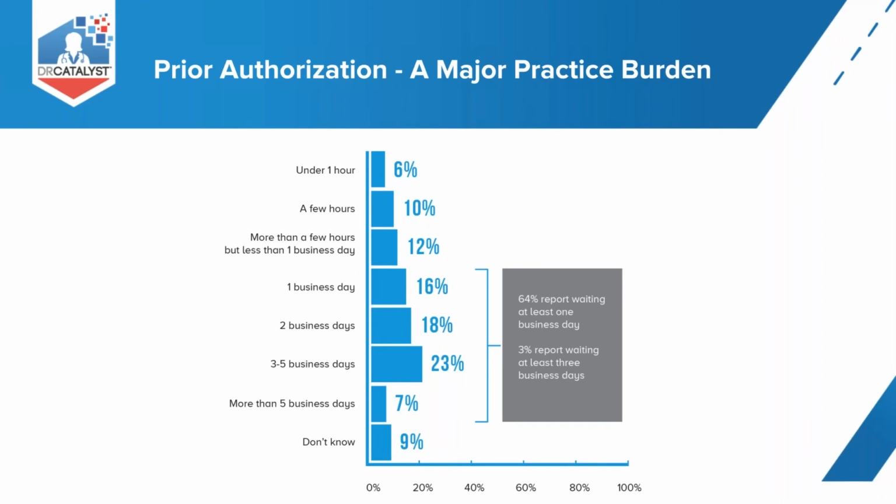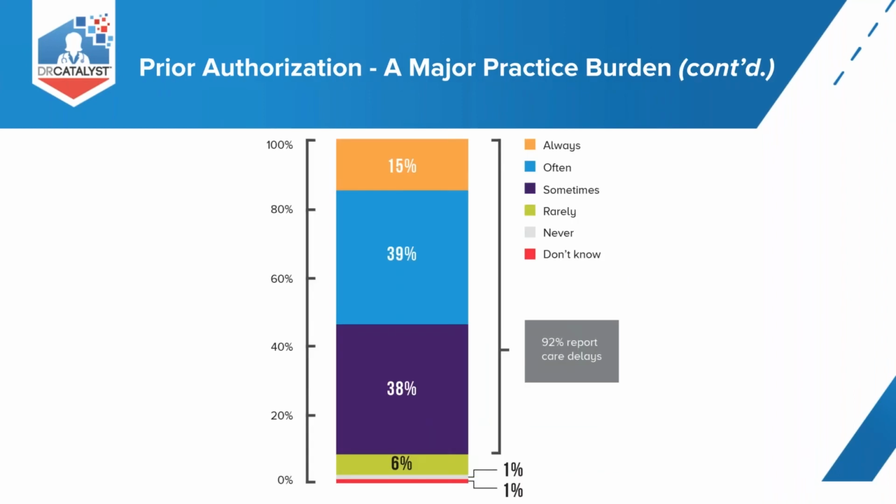64% reported waiting at least 1 business day, and 3% reported waiting at least 3 business days. These long wait times leave patients untreated, tie up phone lines, require a significant amount of time from staff members, put patients in a situation where they tend to blame physicians, plus more. And according to a new survey by the American Medical Association, prior authorization issues are associated with 92% of care delays. They may contribute to patient safety concerns as well as administrative inefficiencies.